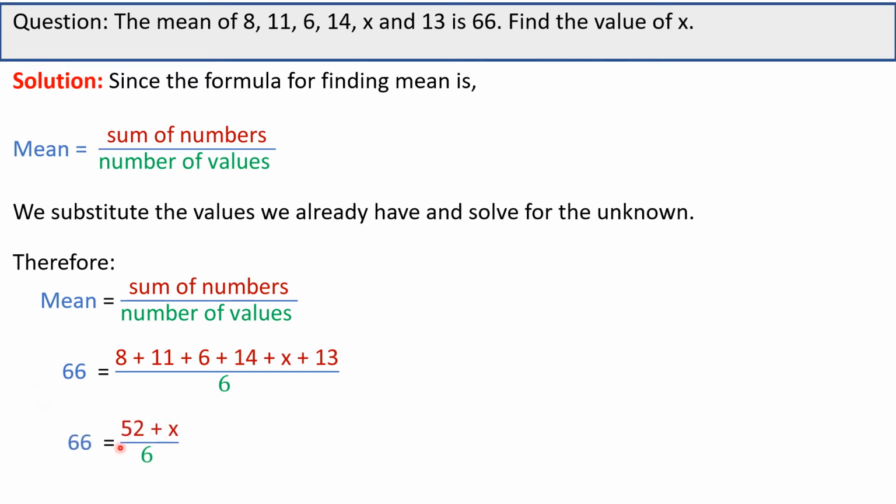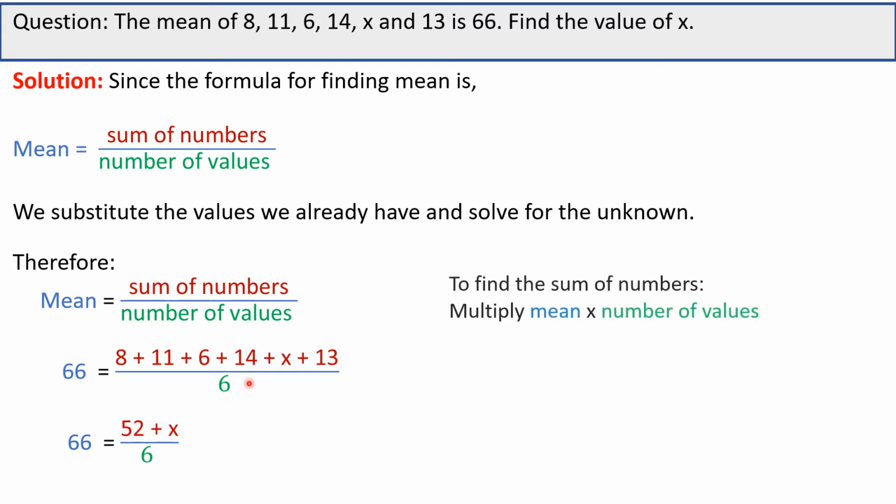So we have 66 is equal. We're going to add up all these numbers here. We can't add x because we don't know what x is. So we're just going to leave this here as x. But we're going to add up the rest of them and we put 52 plus x. This 6 here remains the same.